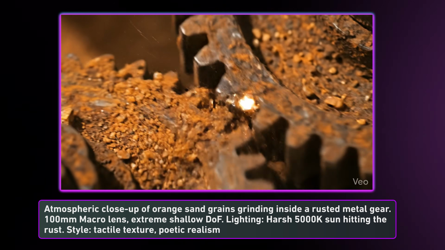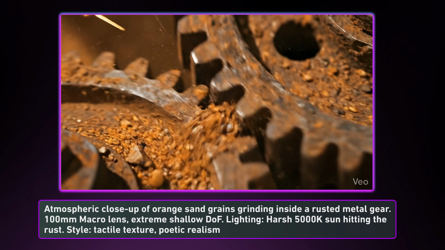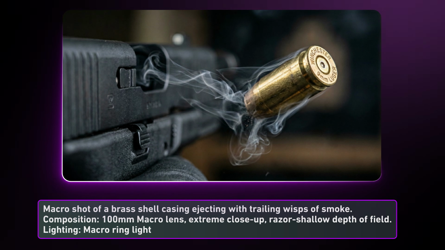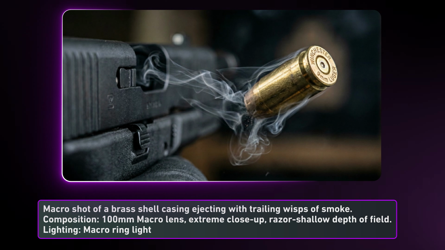Template 6 is the macro detail. Use this to build world depth by focusing on the tiny things. By using a 100mm macro lens and razor-shallow depth of field, you're forcing the viewer to notice the textures they usually miss.